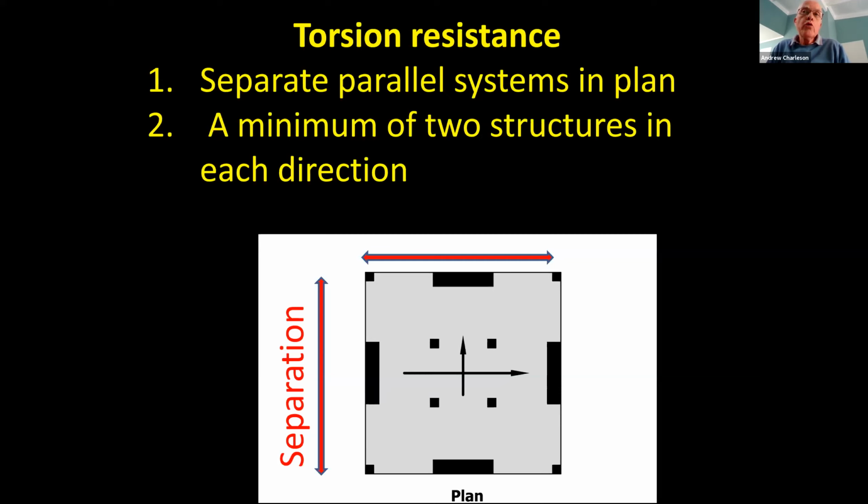And those 2 frames or walls, they must be separated in plan to give the building its torsional resistance. You see, during an earthquake, a building will twist in plan. And so we must separate our frames so that they are able to help resist any twisting that will occur during the earthquake.